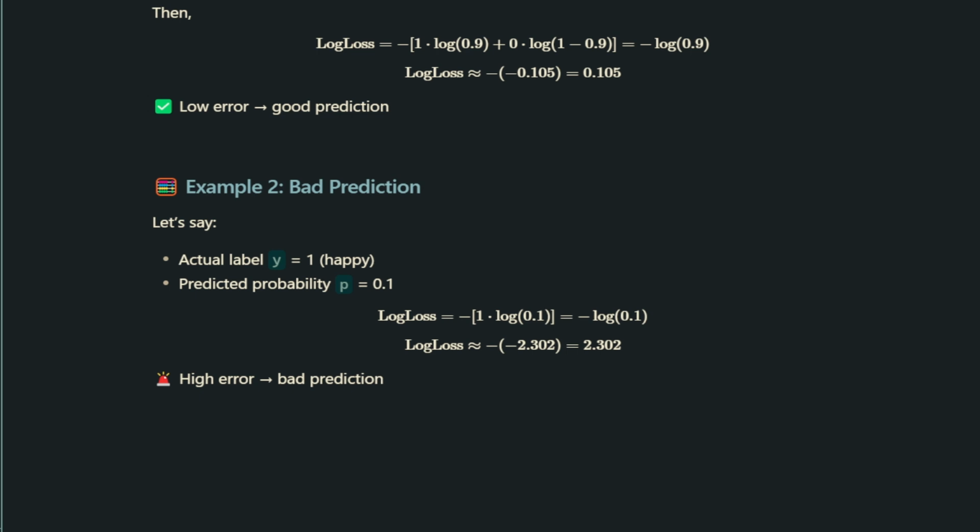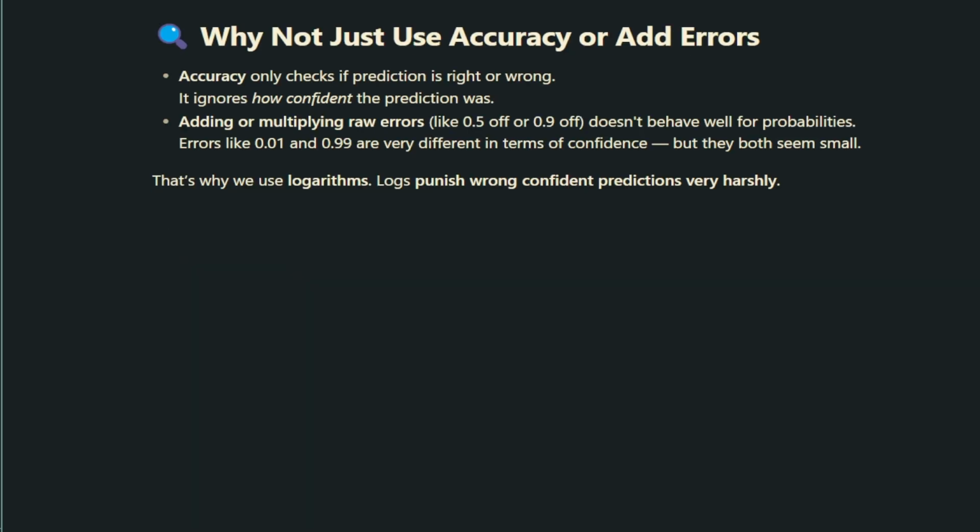Now you might be wondering, why don't we just use accuracy or simply add up the errors? Well, here's the problem. Accuracy only checks if the prediction is right or wrong. It doesn't care about how confident the model was. For example, predicting 0.51 for spam or 0.99 for spam both count as correct in accuracy, but clearly 0.99 is much better. Similarly, if we just add or multiply raw errors, it doesn't work well with probabilities. For example, being off by 0.01 and being off by 0.99 look almost the same in raw error terms, but in reality, they are completely different levels of confidence.